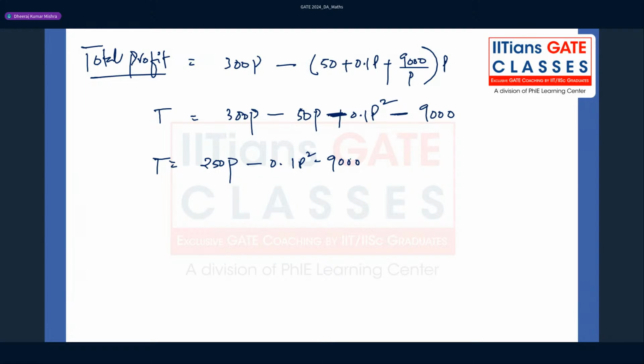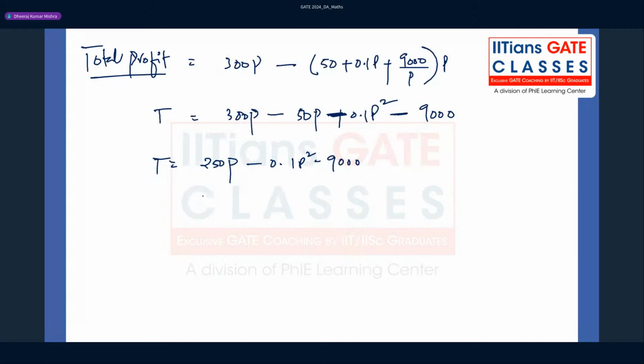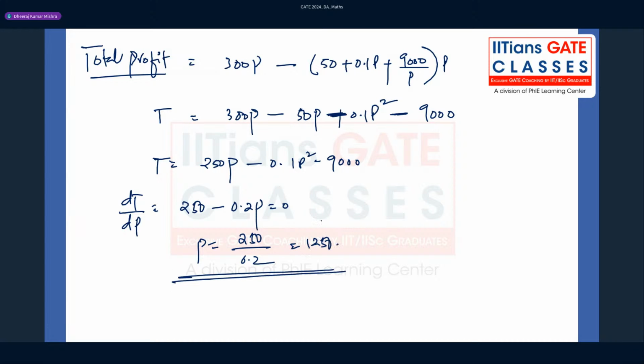Now you can differentiate again, because you have to find profit here. You see what they have asked. You have to find total profit per day, right? So you have to differentiate with respect to p again. So what is the differentiation of this, dT by dp, which is nothing but 250 minus 0.2p, which is equal to 0. So p will be 250 by 0.2. What is the value here? P is going to be 1250, right? And why are we differentiating this? Because they have said minimization.